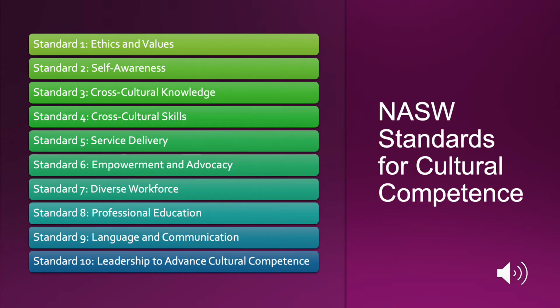In my search for the ideal set of standards for cultural competence, the one that I've favored the best so far is the National Association of Social Workers Statements and Standards. It consists of 10 things you can see here.